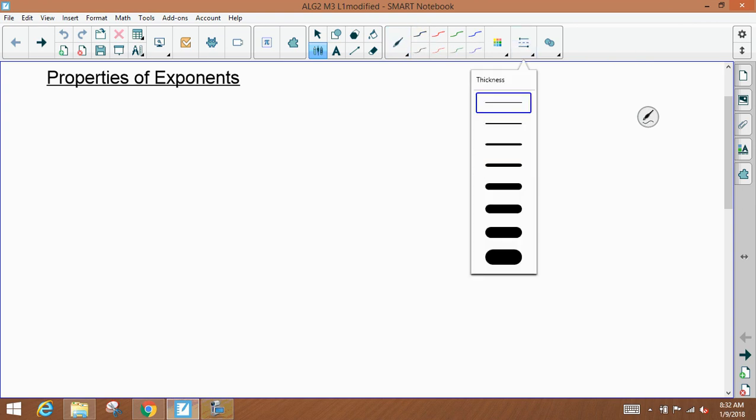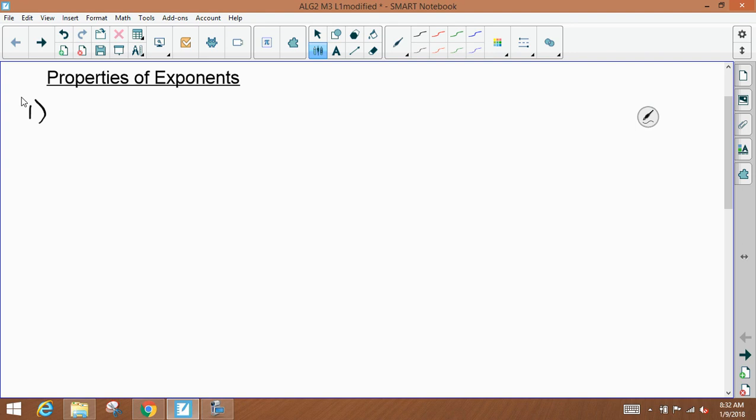All right, so our first property you guys have used before, and it is that if I have some a to the m times some a to the n, that's equal to a to the m plus n. Keeping in mind just some vocabulary, this right here is our base, and this right here is the exponent. We have our base and our exponent.